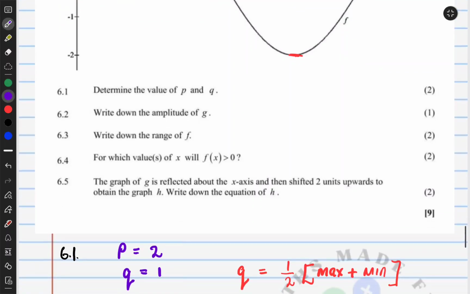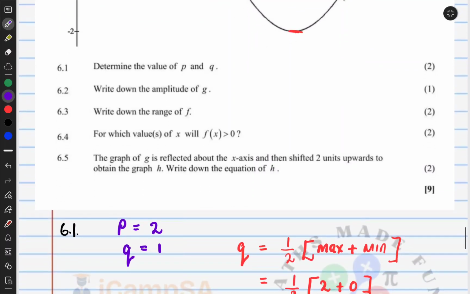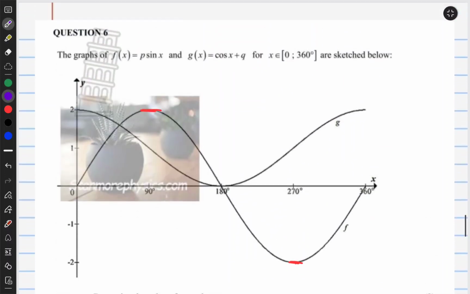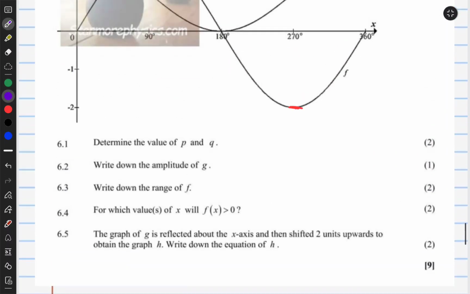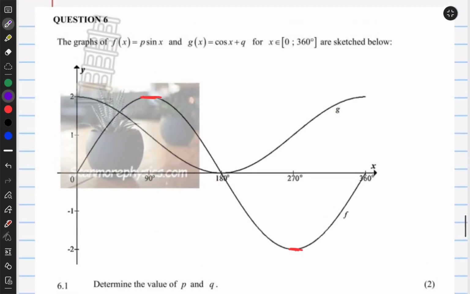Okay, and then next, for which values of x will f at x, the sine function, be greater than 0? So we come here, we look for all the values whereby our sine function is above the 0 line, and it's from 0 to 180 degrees, because once we get here it goes below 0. So it's only that highlighted part from 0 to 180 degrees. But at 0, the f at x function is equal to 0, and at 180 it is also equal to 0. So we don't include those.